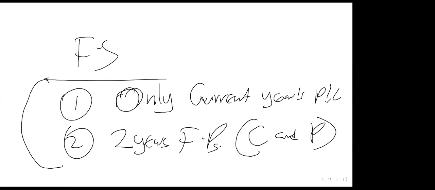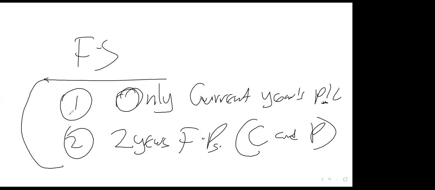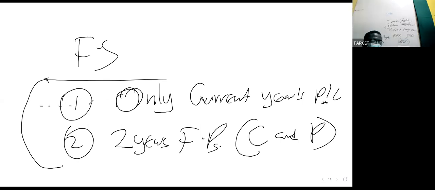In place of the current year's P&L, they can summarize the item that you need. They can give you profit before tax, or they can decide not to give this one at all. I've seen a question where they don't give this. They don't give you the current year's financial statement. So let's take note of that.